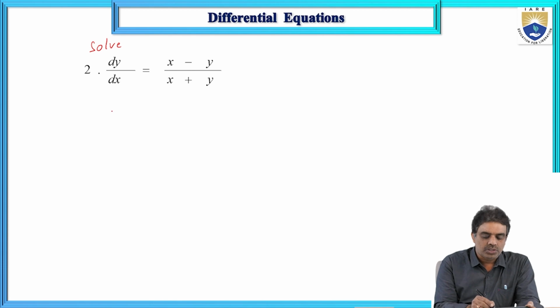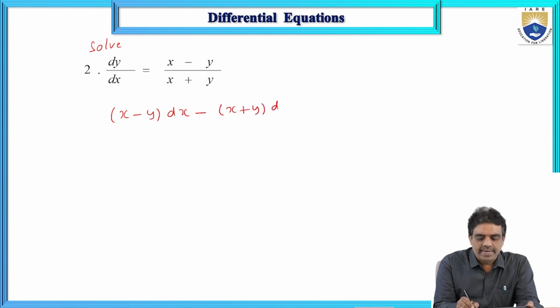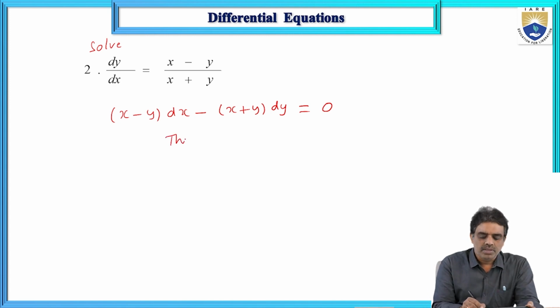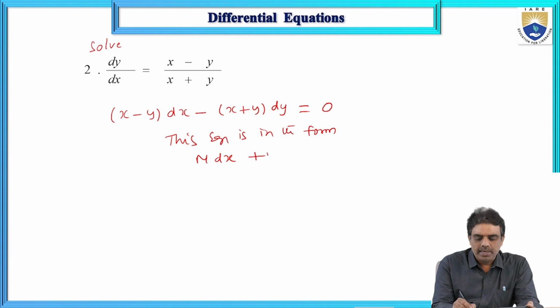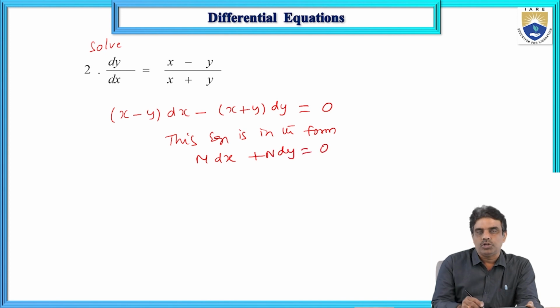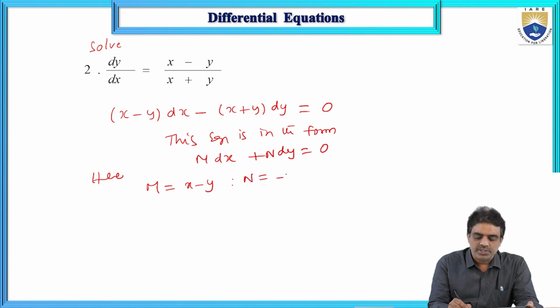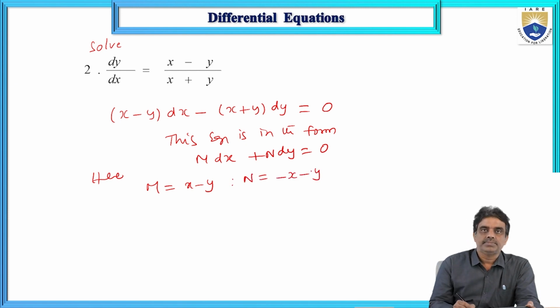Now I rewrite the equation. How can I rewrite? x minus y of dx minus x plus y of dy is equal to 0. This equation is in the general form, m dx plus n dy is equal to 0. So here what is m? M is the dx coefficient, that is x minus y here. And what is n here? The dy coefficient, that is minus x minus y.